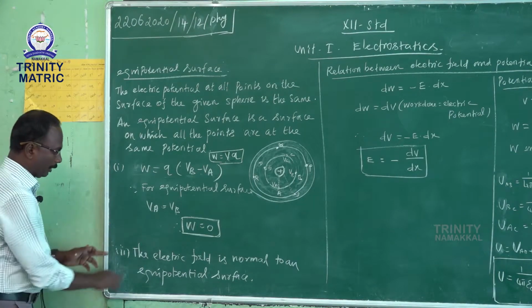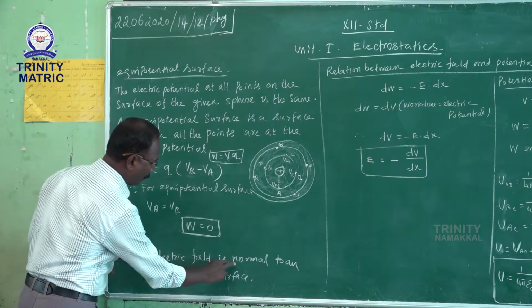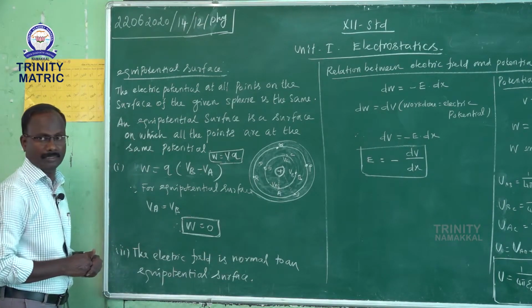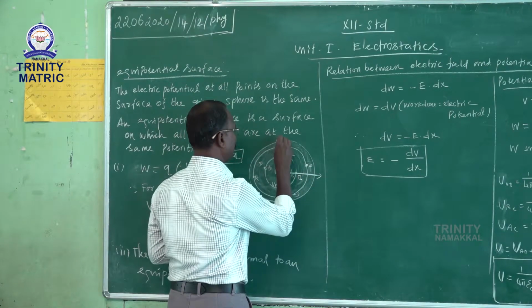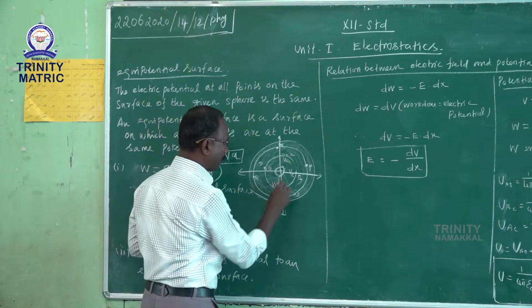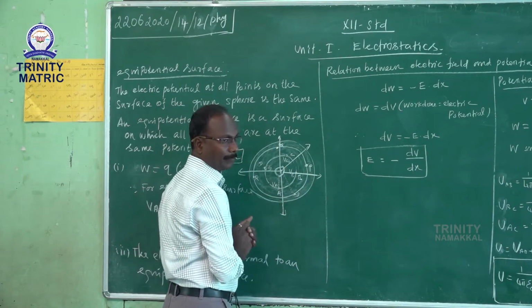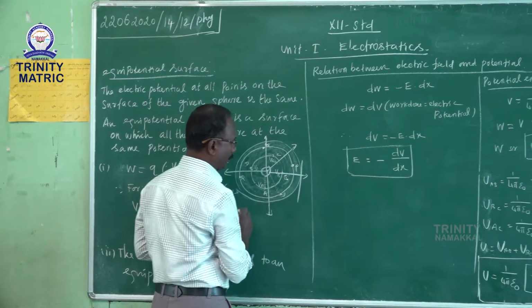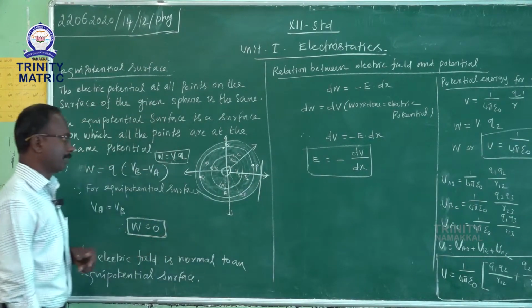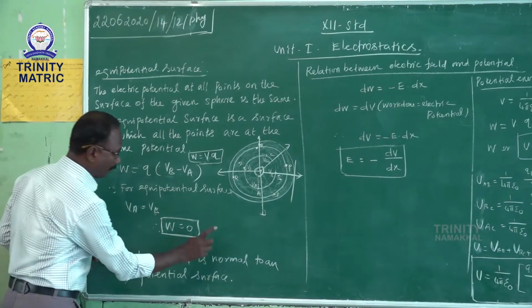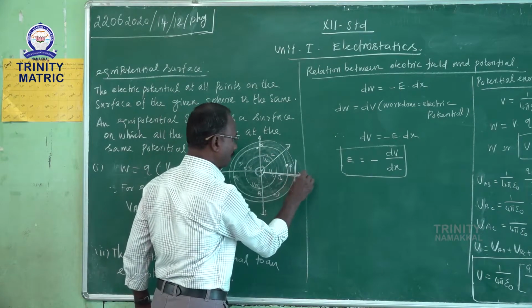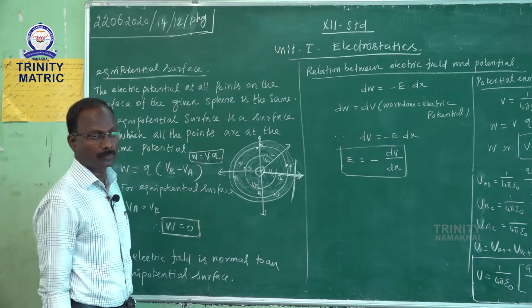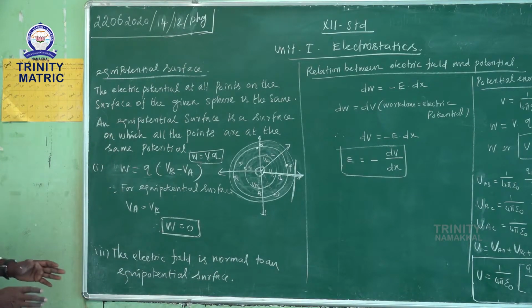Next one, the electric field is normal to an equipotential surface. So the electric field starting from this point, this direction, let us consider all directions having the electric field. The electric field lines are normal, that is the direction of the electric field. So the electric field is normal to an equipotential surface. So the electric field from the equipotential surface is formed normally. So those are two very important points on the equipotential surface.